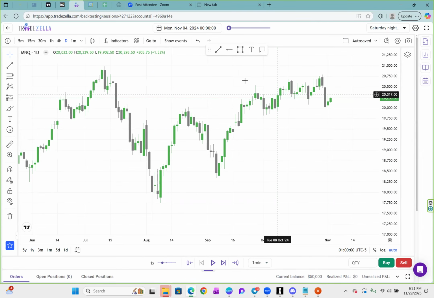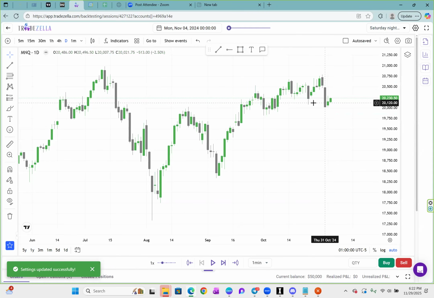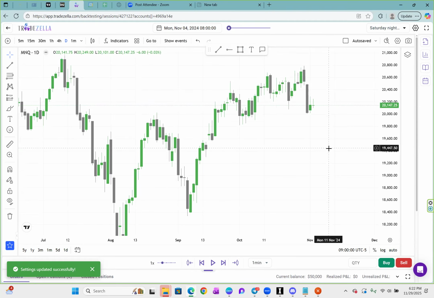All right. Now, I also like to make sure if you click this go to area here, custom settings, make sure next day open New York time is on 9 a.m. because I only trade opening bell. So I want to make sure that I'm at opening bell. So when I click go to, I'm going to click next day open and it's going to automatically make sure that I am at opening bell.